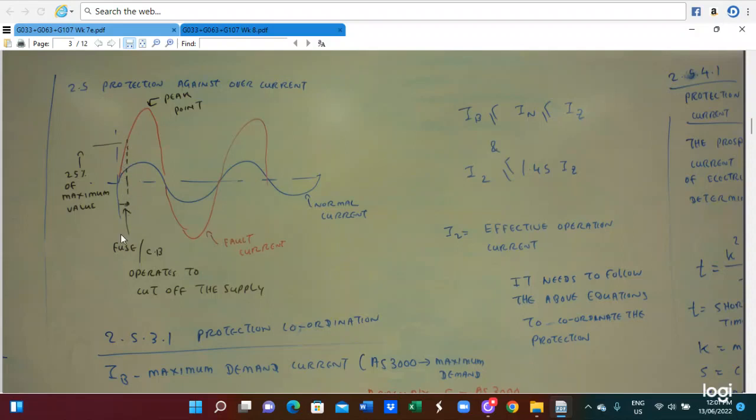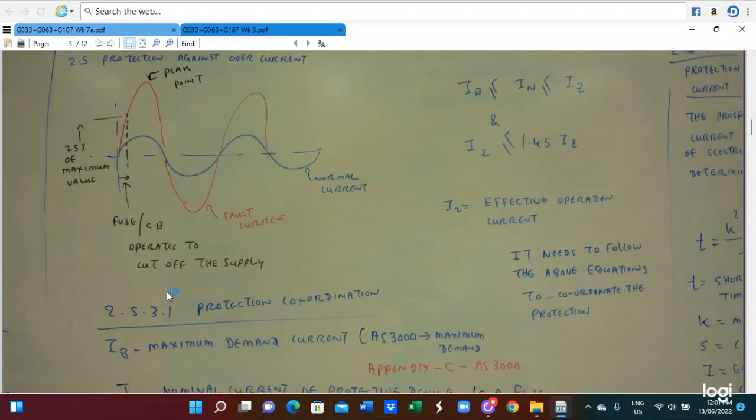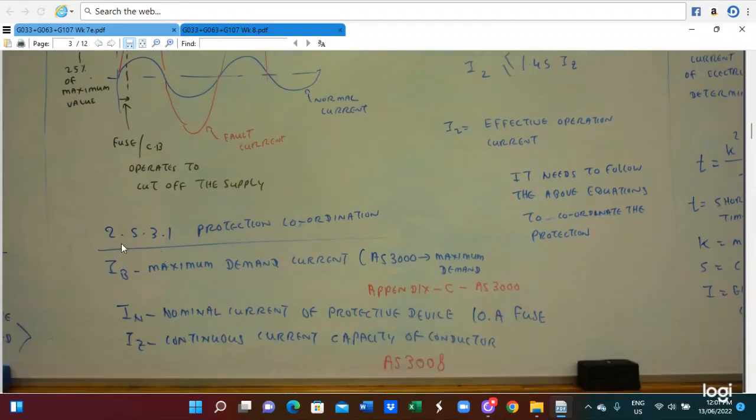So this is the way fuses and circuit breakers are designed to operate. Fuses and circuit breakers operate to cut off the supply. In this case, we also have to allocate the protection coordination. 2/5 and 3/1 is the protection coordination. IB is the maximum demand current.